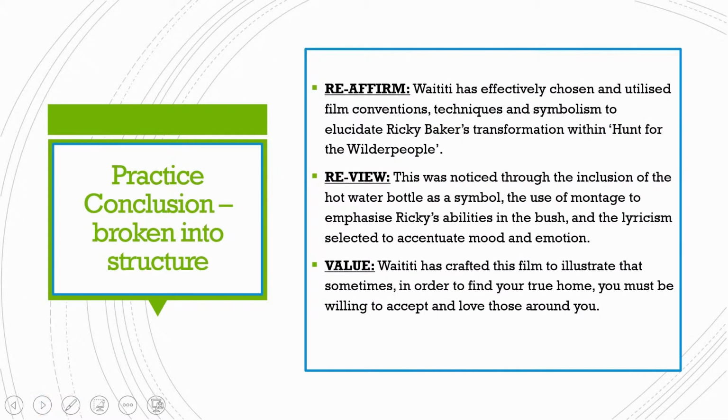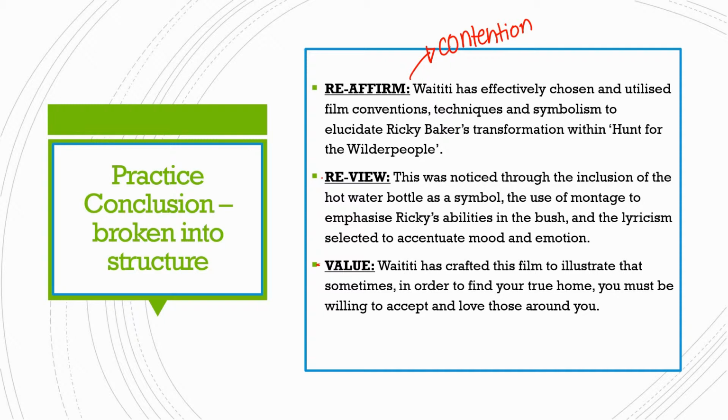I've got a sample conclusion here, and what's in the bold is the structural elements of our conclusion. So we reaffirm what would be our contention. We don't repeat it in the same words, but we're reaffirming this main idea. So YTT has effectively chosen to utilize film conventions, techniques and symbolism to elucidate Ricky Baker's transformation within Hunt for the Wilderpeople. It's still telling me that Ricky Baker changes over the course of the movie through film techniques and symbolism.